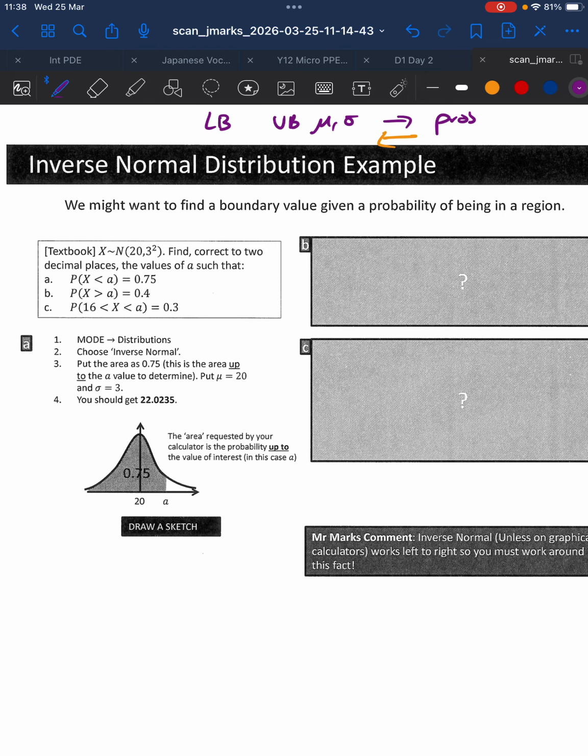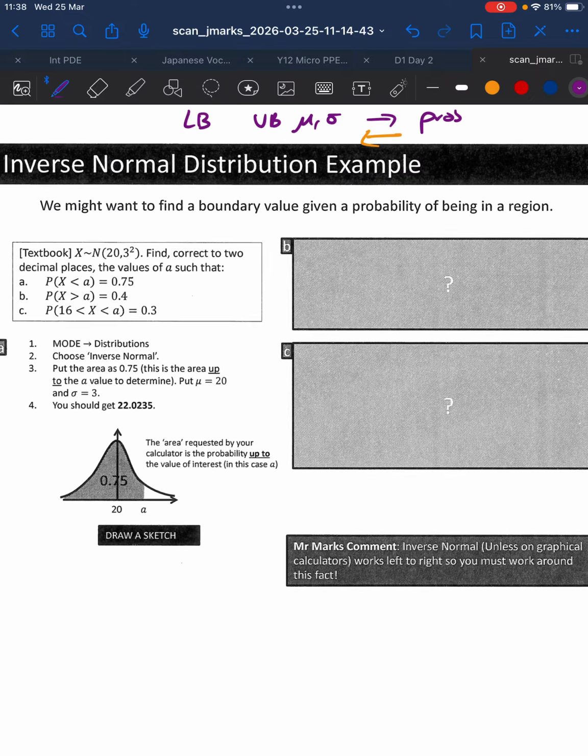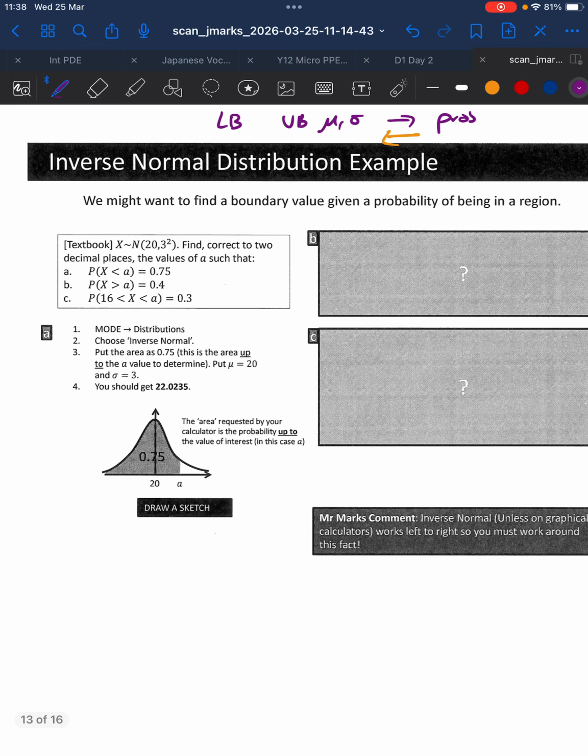There are some restrictions, and you need to know how your calculator works, but the inverse can be really, really useful. If you do have the graphical calculator, it's even better. The graphical calculator is phenomenal at this, and I will cover that in the calculator use video. So we've got a situation of normally distributed, 20 and 3 are our key values. We want to find the value so that being less than this value represents 0.75, so 3/4 of the data.